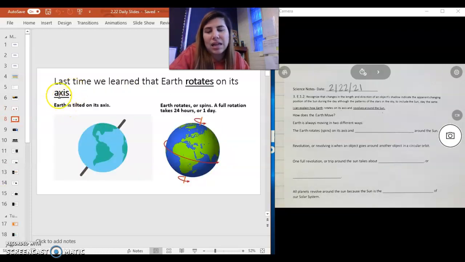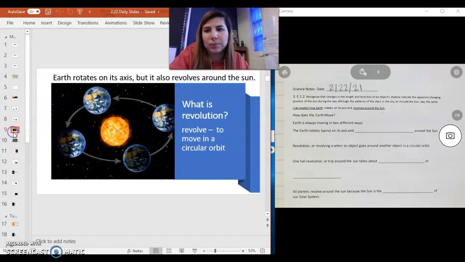Last time we learned that the Earth rotates on its axis. Here's the Earth, tilted on its axis, which means it's not standing upright, but leaning to one side. We learned that it takes 24 hours, or 1 day, for a full rotation to occur. Now we're learning that as the Earth is rotating on its axis, it is also revolving around the Sun. That's what we're seeing in this graphic. It's not that we have 4 Earths going around the Sun. Nope, this is just showing the movement as it moves around the Sun in what's called a circular orbit.